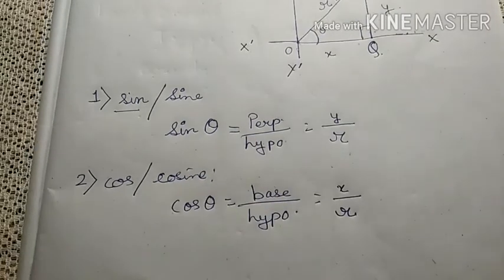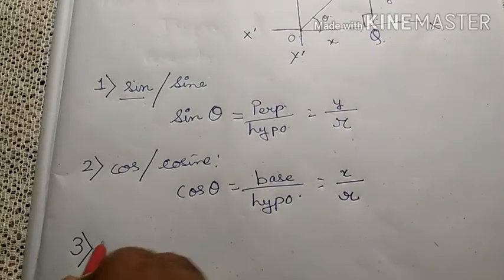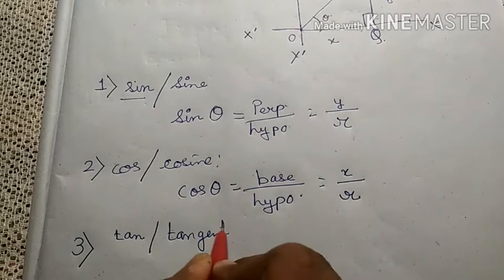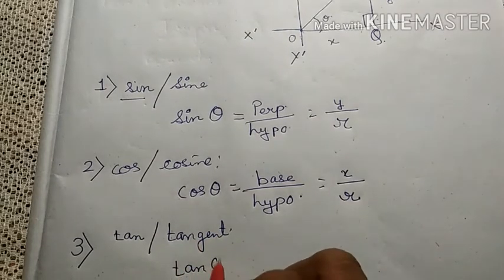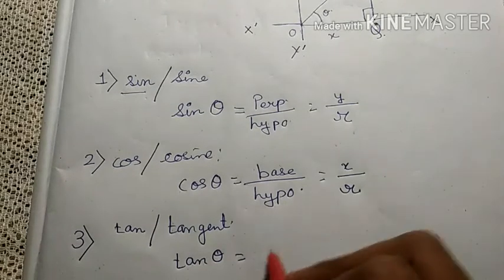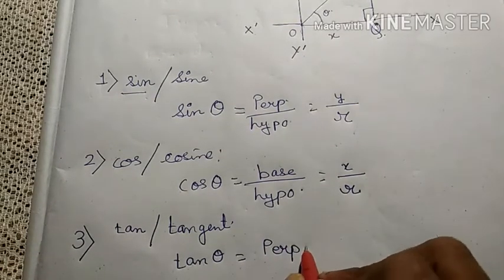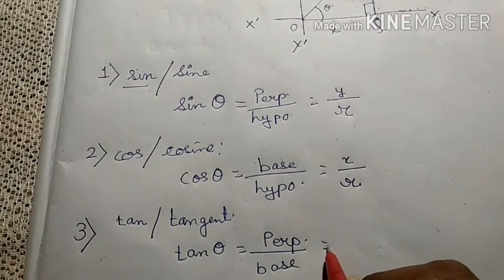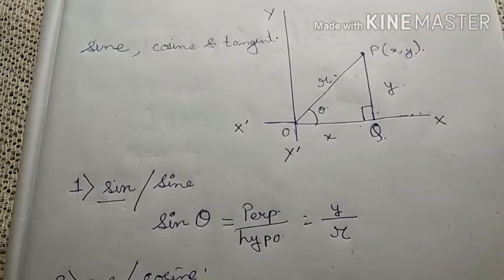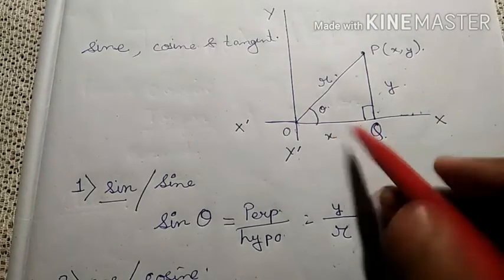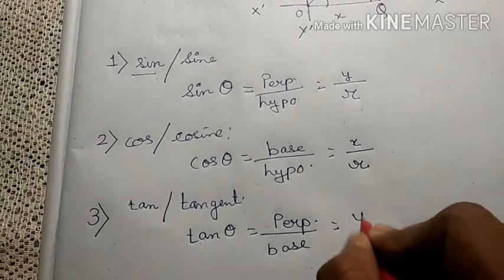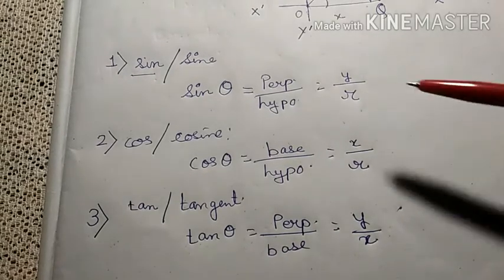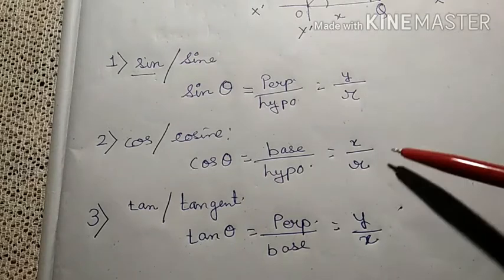Now the third comes tan or tangent. Tan theta is the ratio of perpendicular by base. Then from the above diagram we can say the perpendicular is y and the base is x. So tan theta is y by x. I hope these three basic ratios of trigonometry are clear.